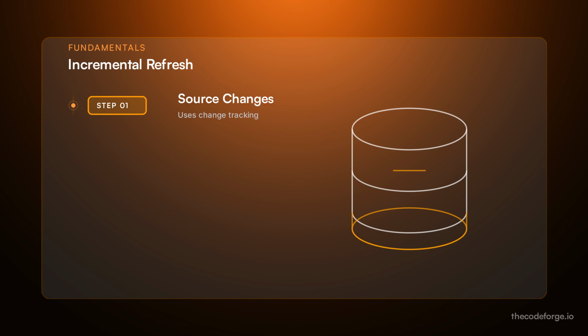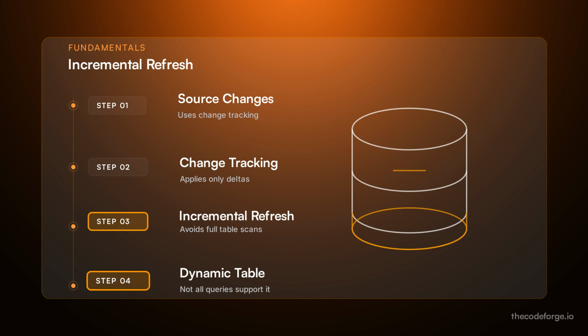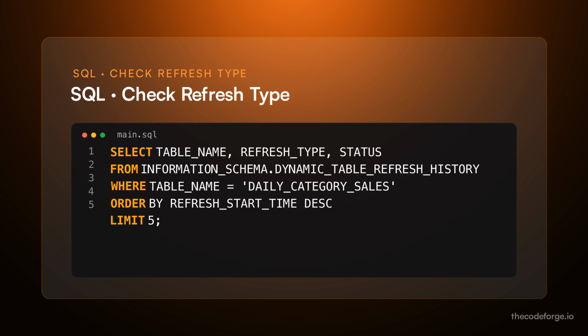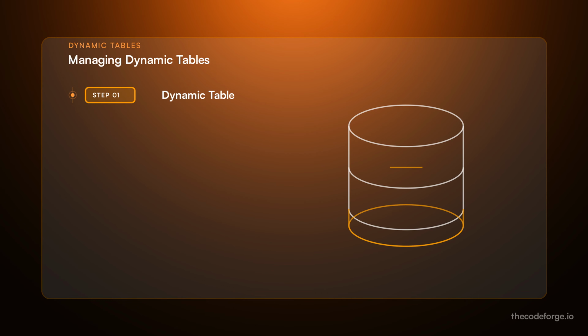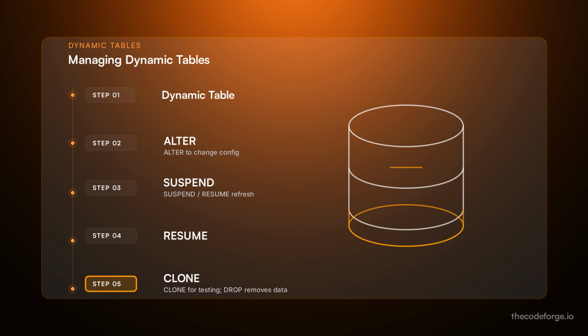Dynamic tables use change tracking for incremental refreshes, applying only deltas and avoiding full scans, though not all queries support this. You can check whether a refresh was incremental or full using this query. If you see many full refreshes, review your query design. You can alter a dynamic table to change its target lag or warehouse, suspend or resume automatic refresh, or clone it for testing. Dropping it removes both definition and data.